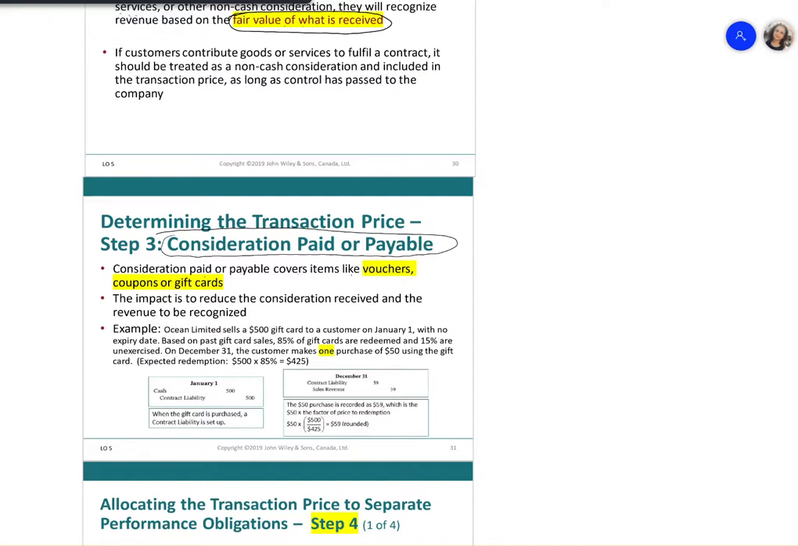Ocean Limited sells $500 gift cards to a customer on January 1st. We sold it, but it is not going to come back until the customer brings it back. So on January 1st, we are going to record the cash and the contract liability. We cannot record the revenue until the person brings the card back, with no expiry date. Based on past experience, 85% of the gift cards are redeemed and 15% are unexercised. On December 31st, the customer makes one purchase of $50 using the gift card.